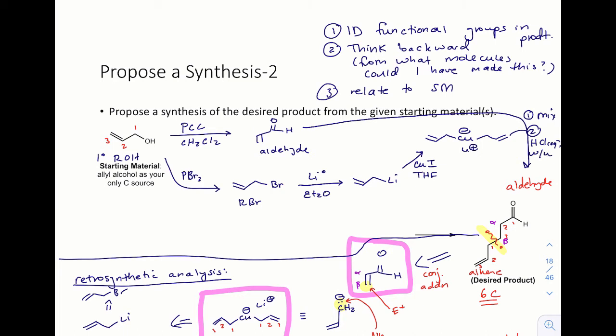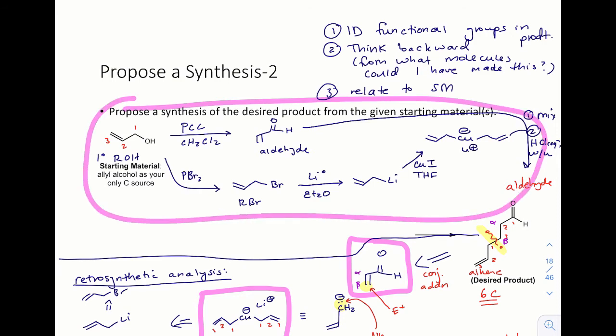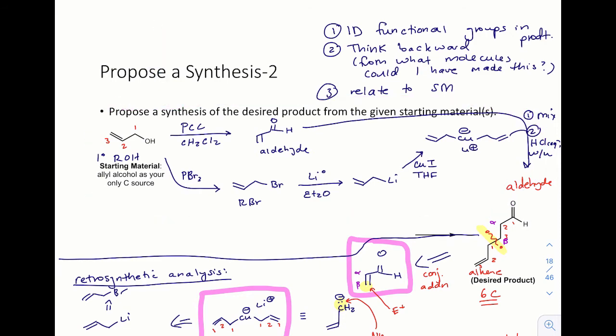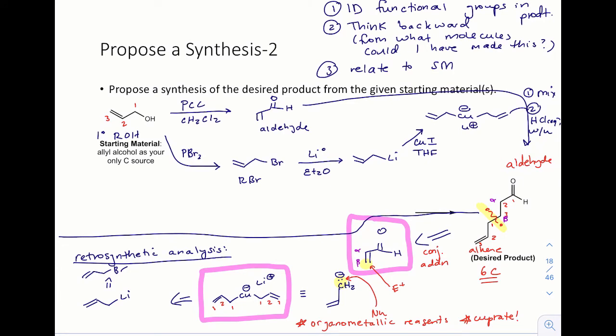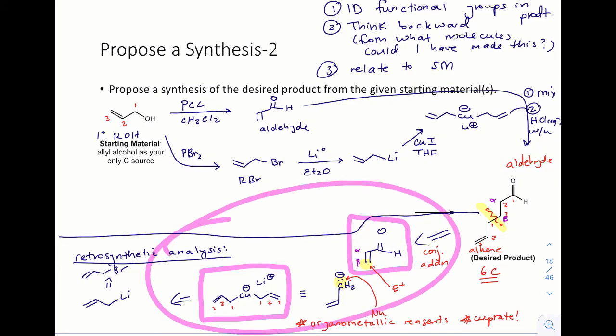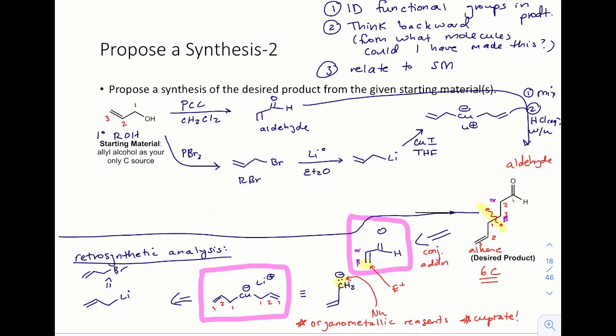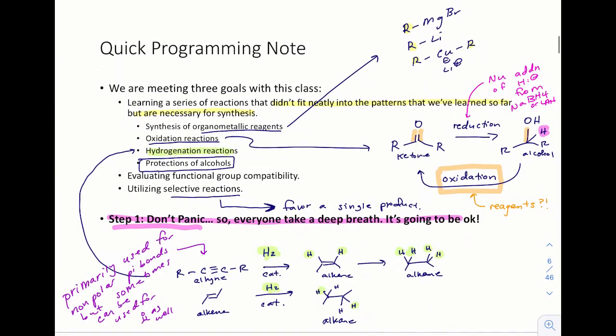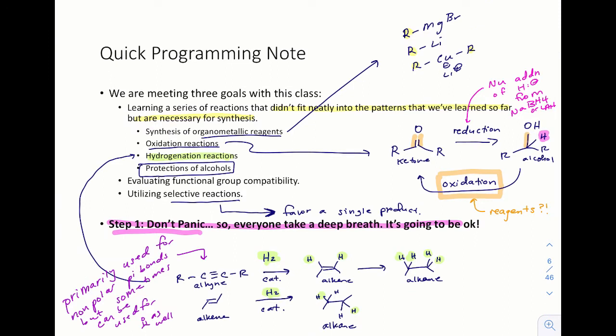So our answer to this problem is this part at the top, but we only got there because of our retrosynthetic analysis where we identified the two key intermediates. When you try these problems on your own, please try to use the process that I have modeled for you here. So just going back to our introduction slide, we've learned the synthesis of organometallic reagents, we've learned oxidation reactions, and now it's time to think about hydrogenation reactions.